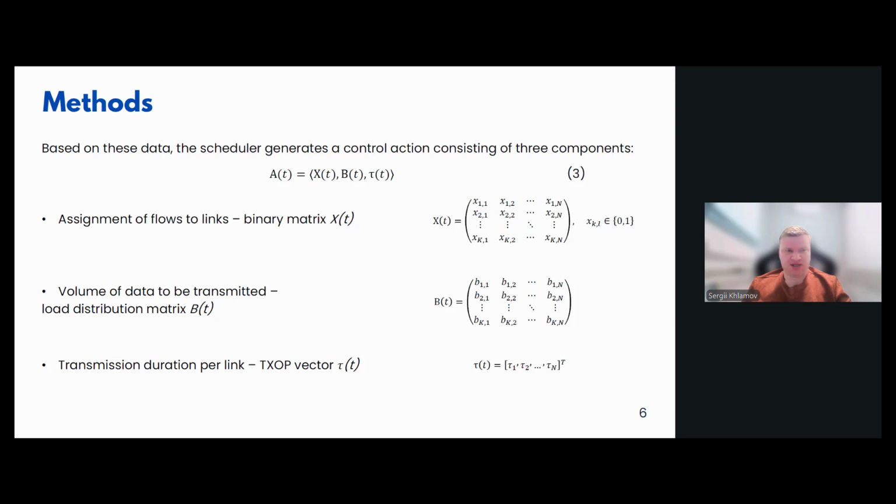Based on this data, the scheduler generates a control action consisting of three components: assignment of flows to links, which is a binary matrix; volume of data to be transmitted, which is the load distribution matrix; and transmission duration per link, the TXOP vector.